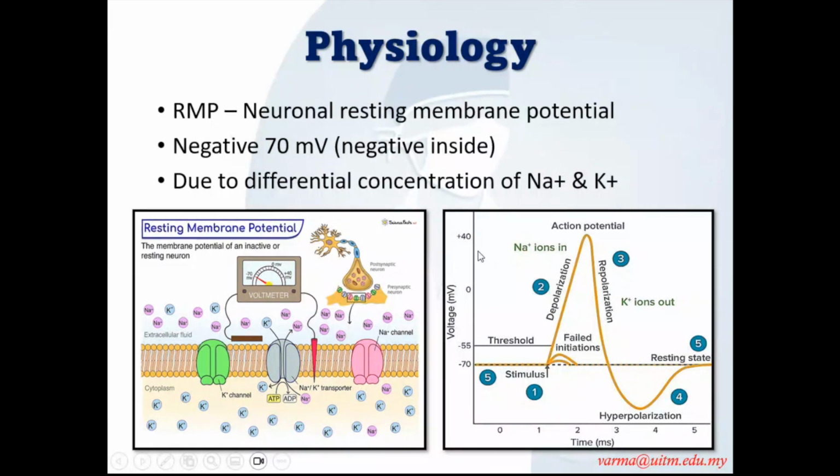It will reach up to plus 30 or 40, at which point the voltage gated sodium channel will close and repolarization occurs, where potassium efflux brings the membrane potential back to minus 70. So this resting membrane potential is due to the differential concentration of sodium and potassium.